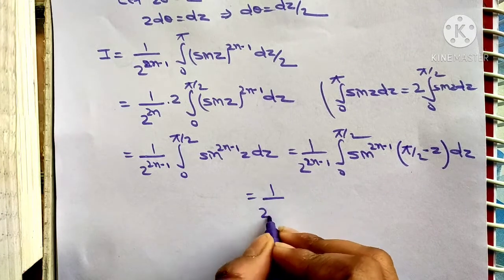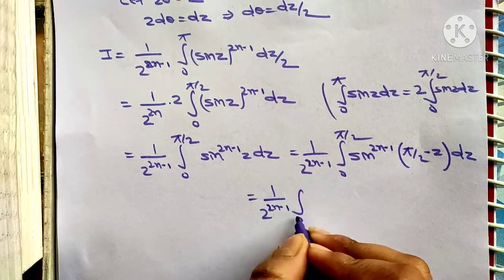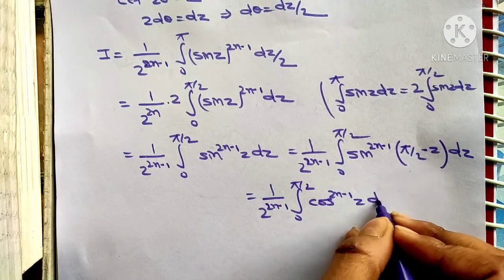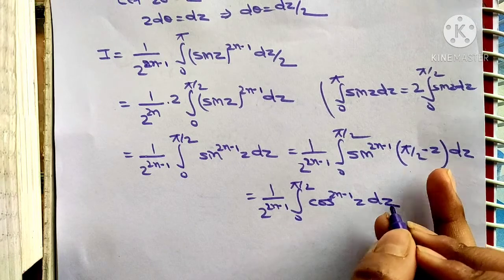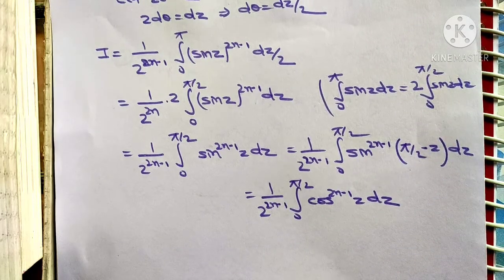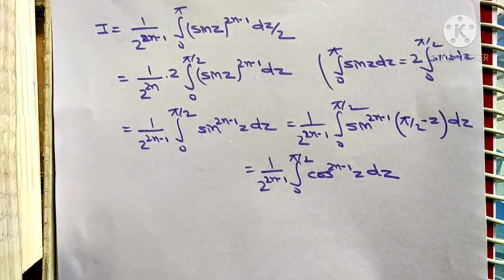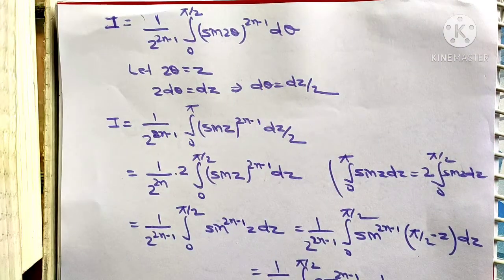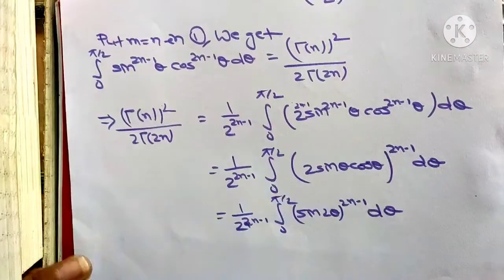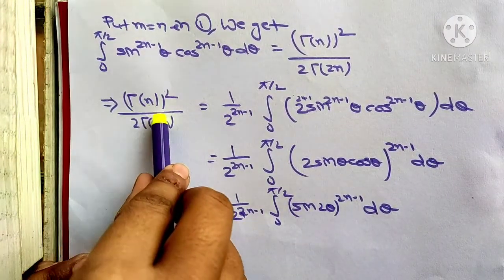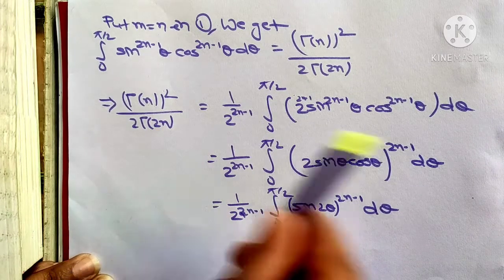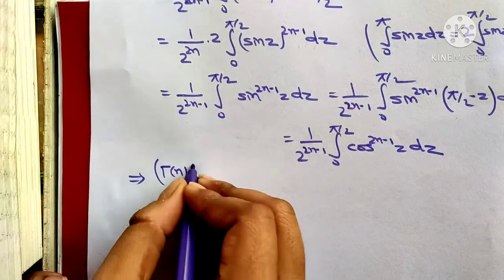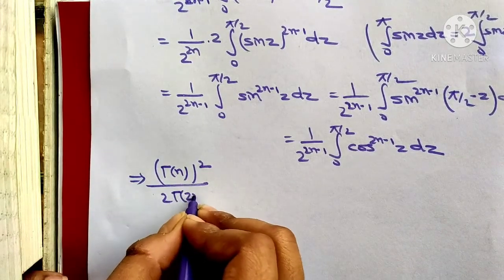This will become 1 upon 2^(2n-1) times the integral from 0 to pi by 2 of cos^(2n-1) z dz. We know that sin (pi by 2 minus z) equals cos z, so this will become cos^(n-1) z dz. We assume this integral I, and this integral I equals gamma n whole square upon twice gamma 2n. So we write gamma n whole square upon twice gamma 2n as equal to this.